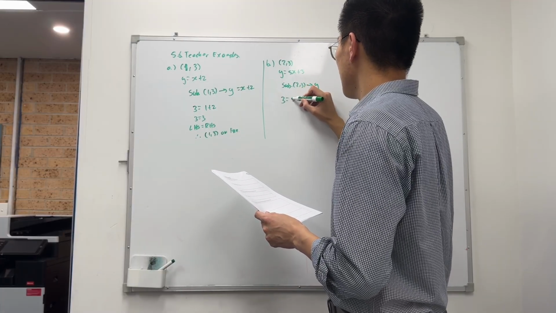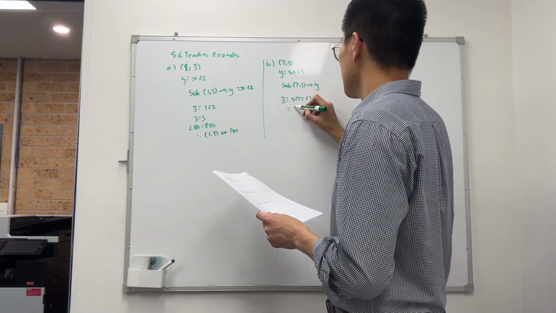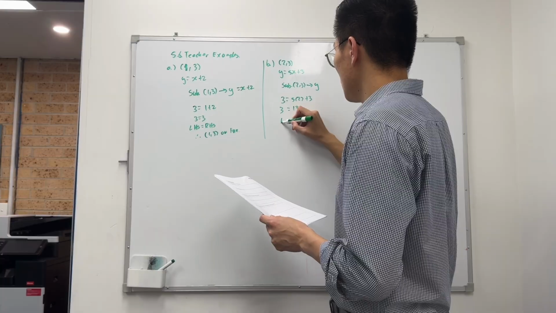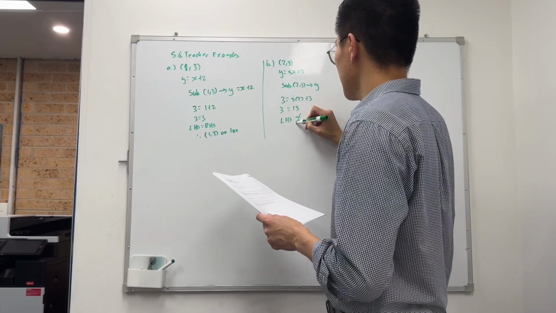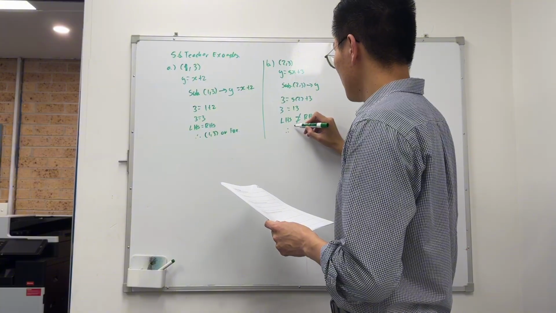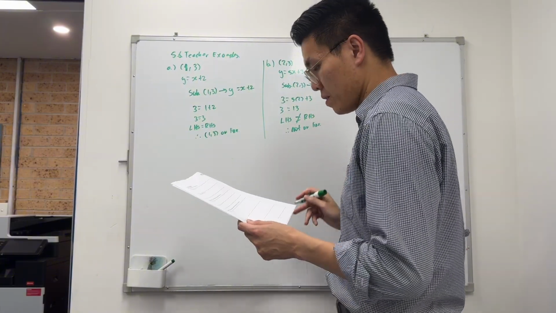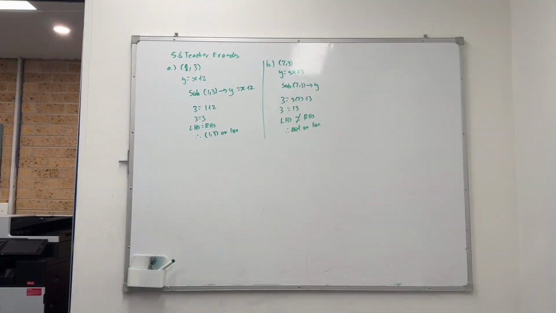Next one, 5, 9. 3 is equal to 5 bracket 2 plus 3, which is equal to 10 plus 3, which is 13. Ooh, LHS does not equal RHS. Therefore, not on the line. Boom.